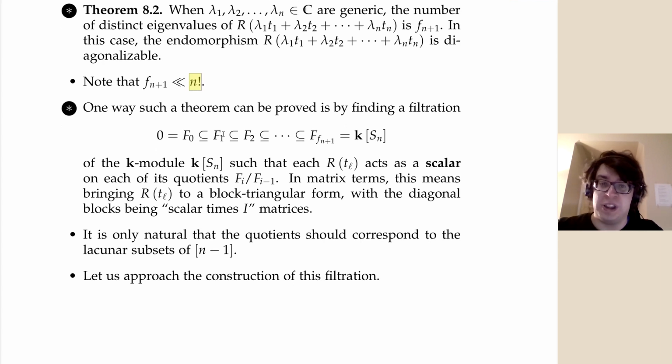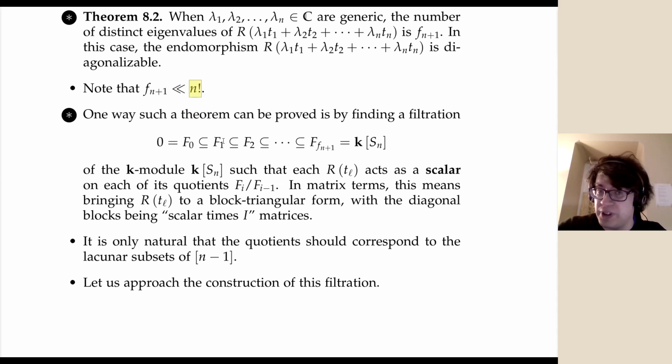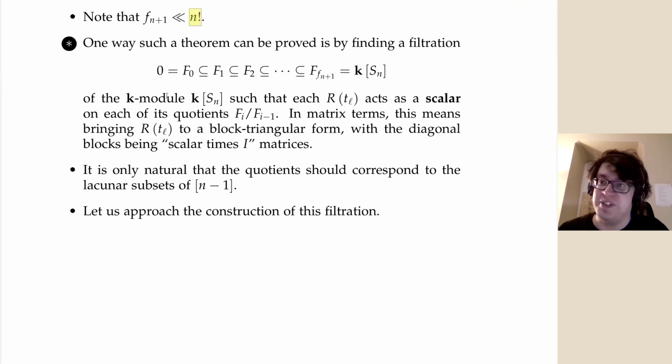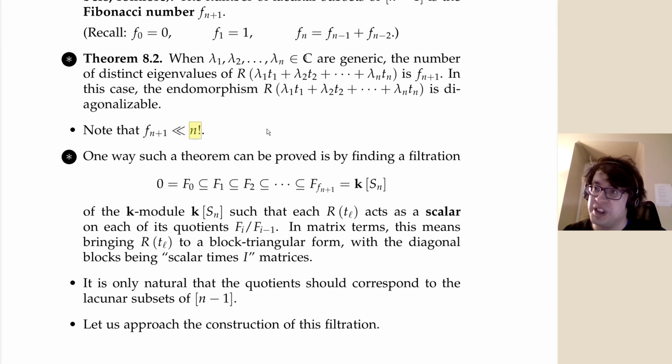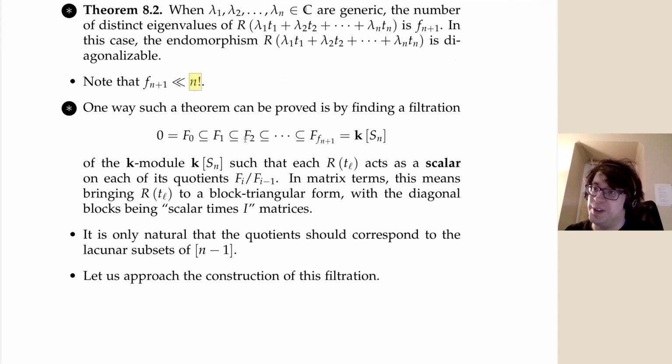So how can you prove something like this? Well, one obvious way, once you stop looking for a diagonalization, because as I said, it doesn't always exist, they don't commute in general, the obvious thing to look for is a triangularization. And if you want to do this basis-free, you can look for a filtration. Ideally, you want to filter the group algebra with a Fibonacci number of parts. So the filtration should have length f n plus 1. And on each of the subquotients, the action of RTL, so right multiplication by TL, should be just a scalar.